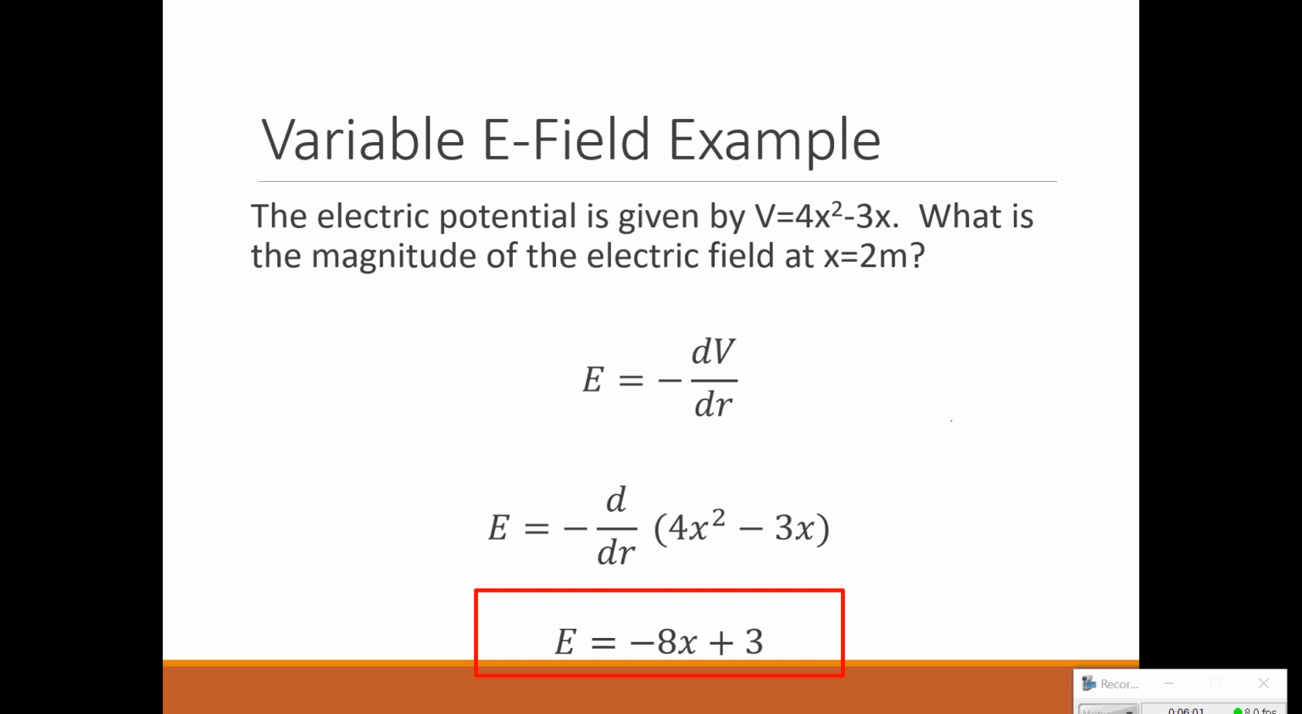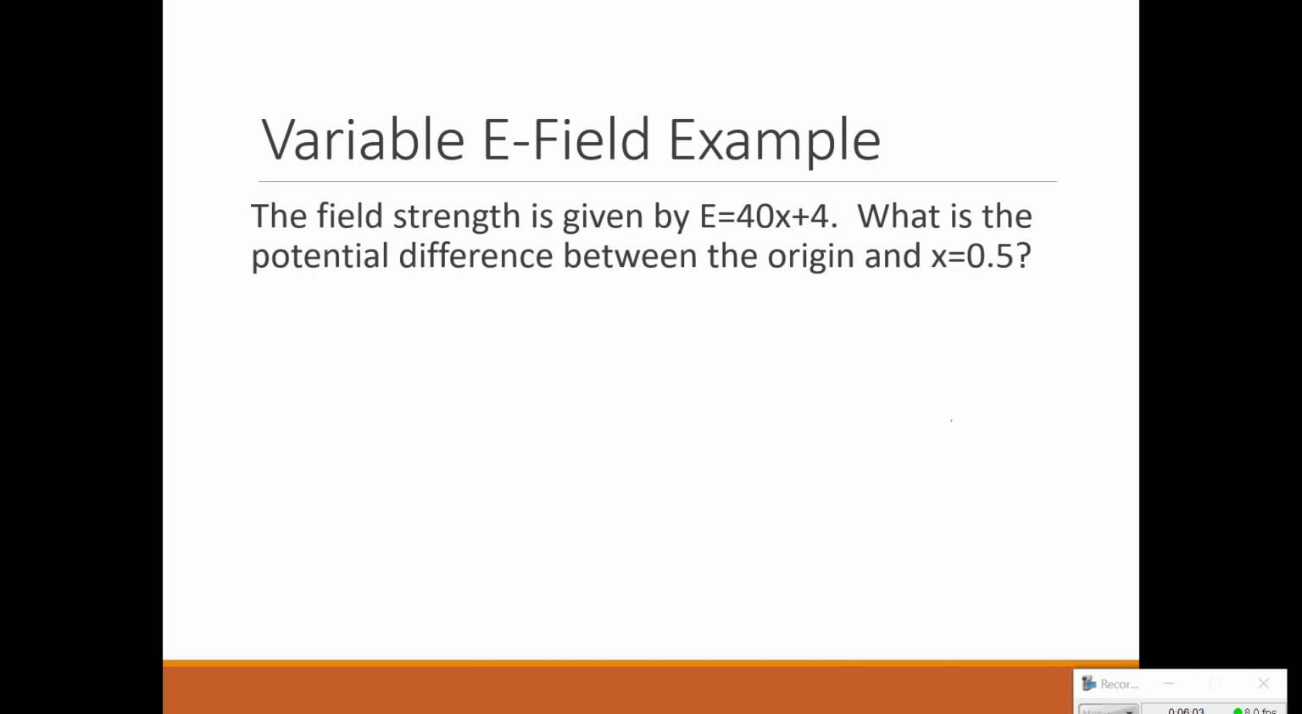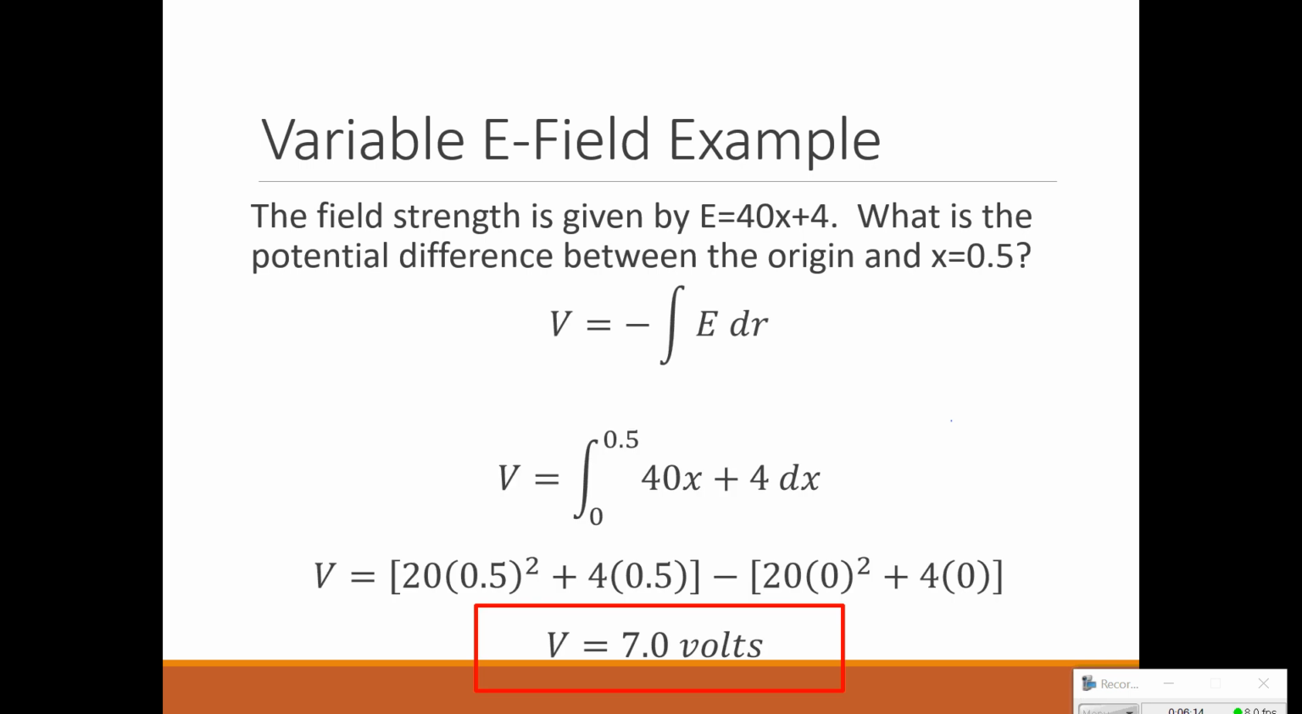This next example in your notes, I'm going to give you a shot if you want to pause it and try to solve this one. This one you're going to be using the antiderivative, and then I will show you the answer for this. And here you can see we're taking the antiderivative. We're evaluating this between 0 and 0.5, because we always need our bounds of integration for this. And you can see the substitution, and that is going to give us a voltage of 7 volts.